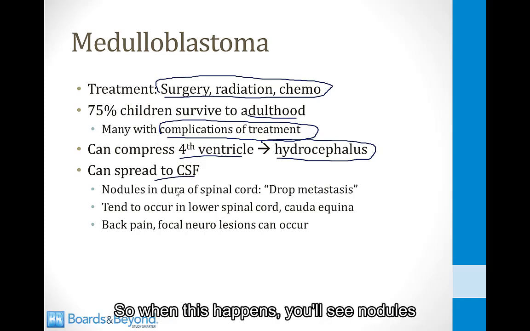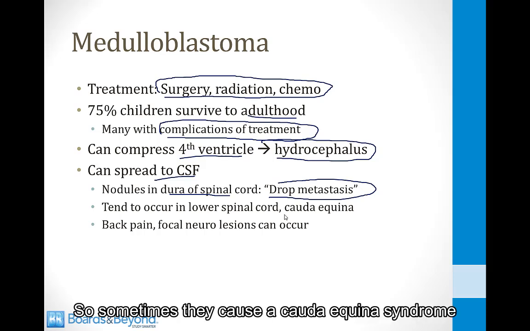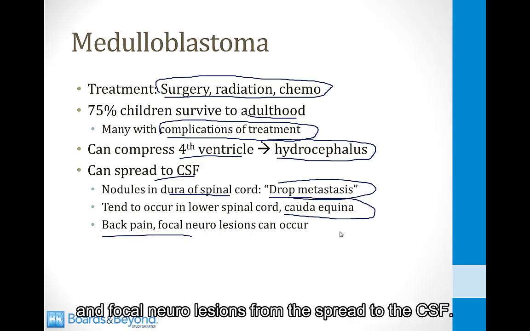So when this happens, you'll see nodules in the dura of the spinal cord. These are called drop metastases. And these tend to occur in the lower spinal cord, so sometimes they cause a cauda equina syndrome. And these patients will then have back pain and focal neural lesions from the spread to the CSF.